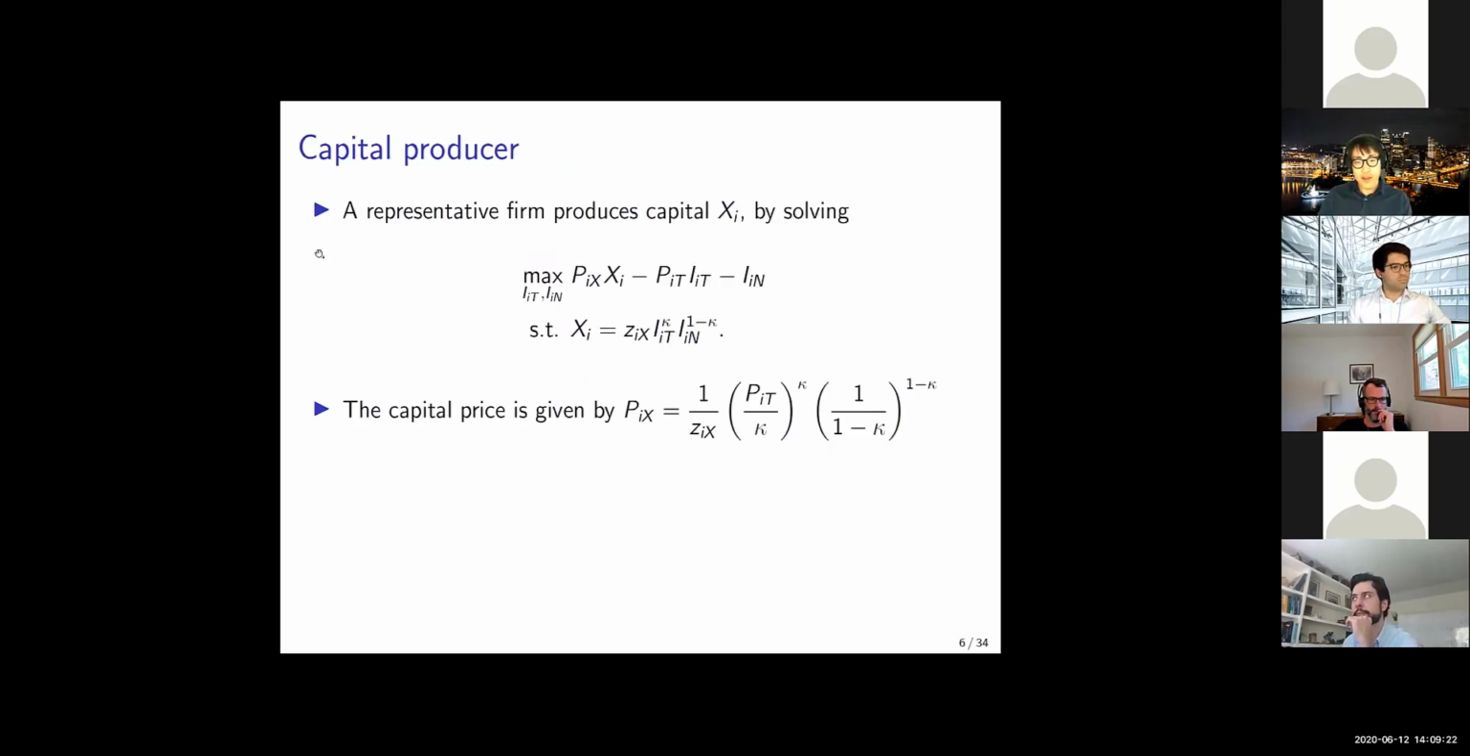Okay. And then, as I mentioned before, there's going to be an investment firm that combines tradable and non-tradable goods. They're going to, in a Cobb-Douglas fashion, produce these investment goods, which the households are going to purchase to invest in capital. And then this gives you a formula for the price that's a function of the tradable price and the non-tradable price, which we've normalized to 1. So again, when trade expands, the price of tradable goods is going to go down, and that's the effect that will lead to investment prices going down as well.